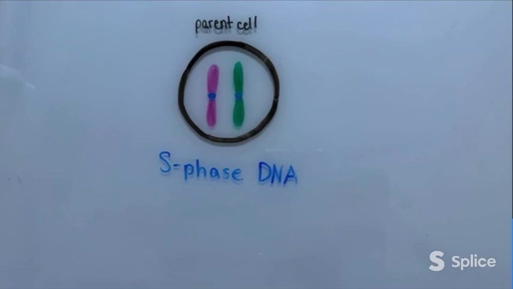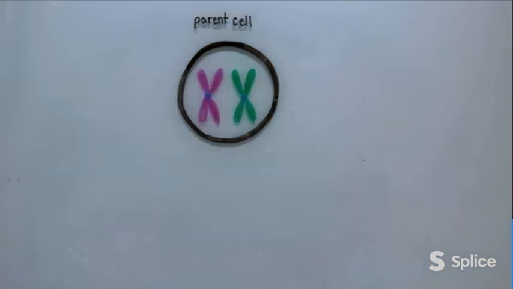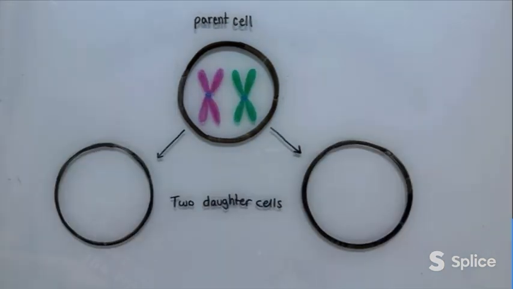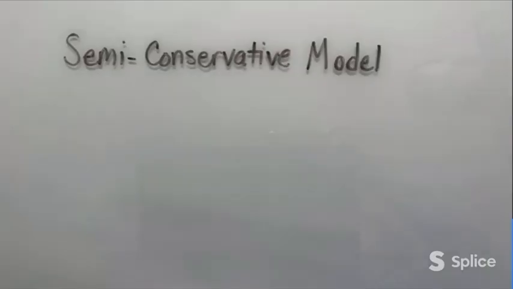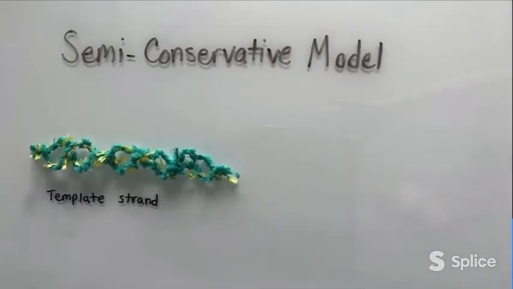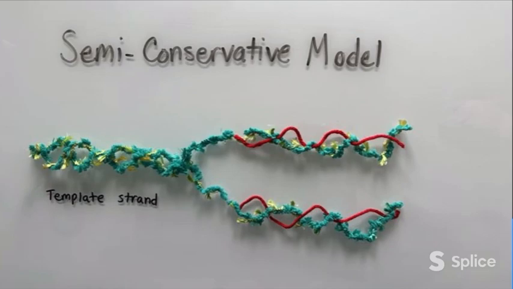Whenever a cell divides, DNA has to replicate. Replication is a very complex process. DNA replication is semi-conservative, meaning each strand of DNA acts as a template strand for another DNA.